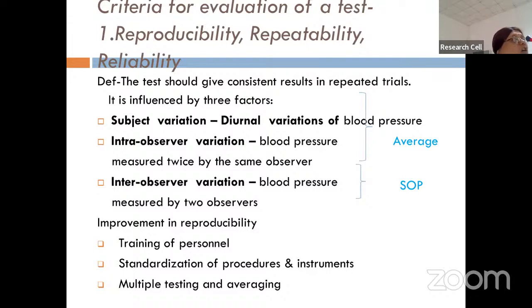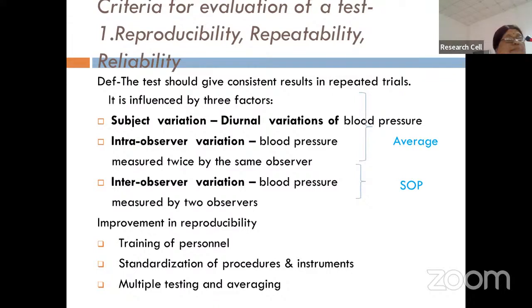Third is inter-observer variation. Blood pressure measured by two observers. Intra-observer means the same individual measuring the blood pressure at repeated times and it differs. Inter-observer means two different persons taking the blood pressure and every time you are getting different results. So these variations occur, and how do we reduce these variations?